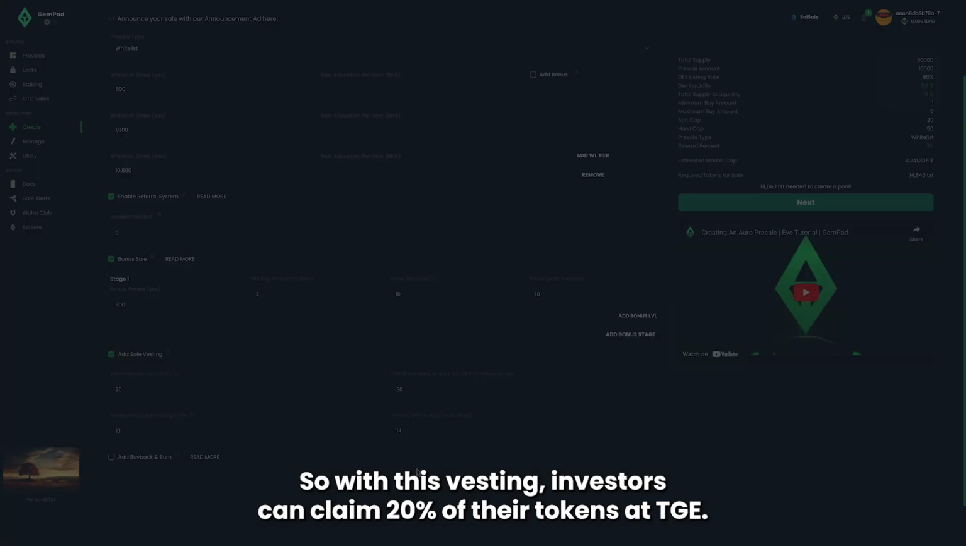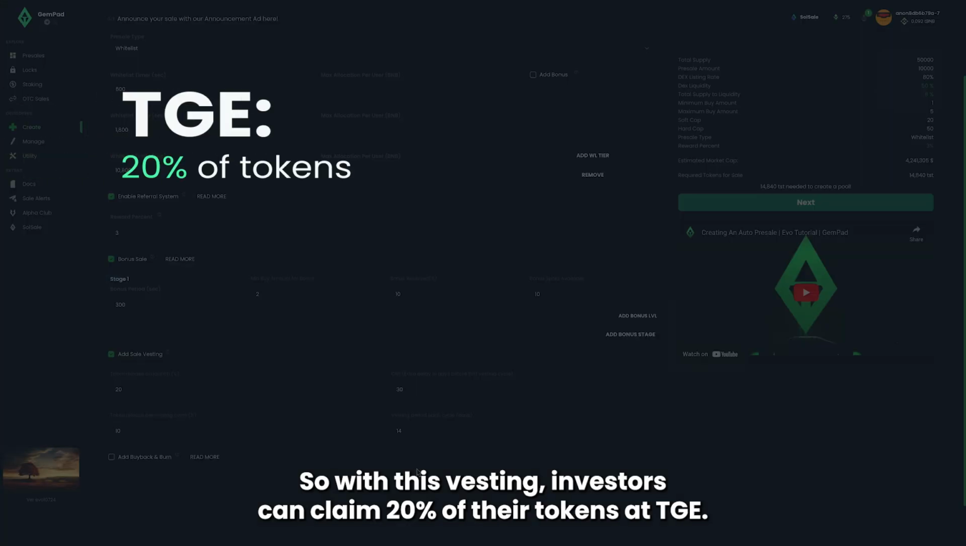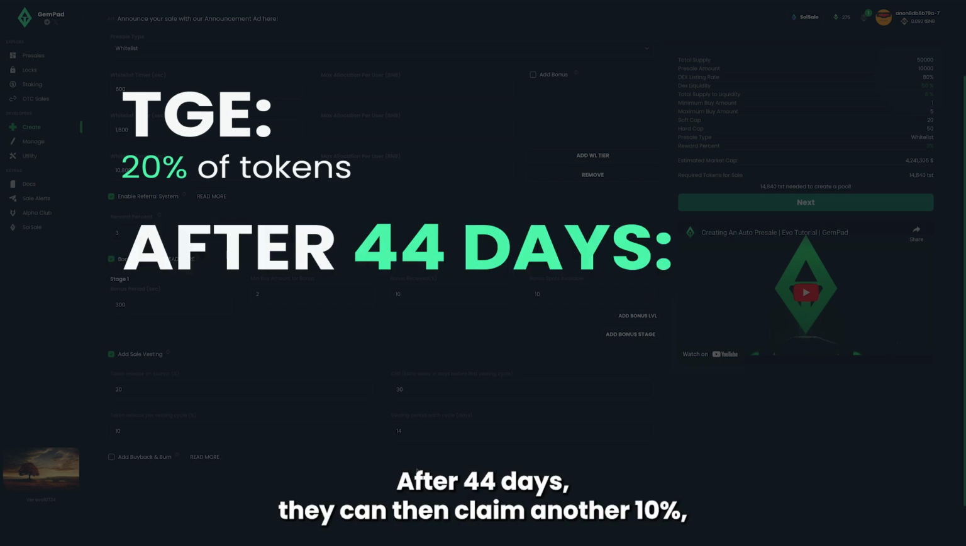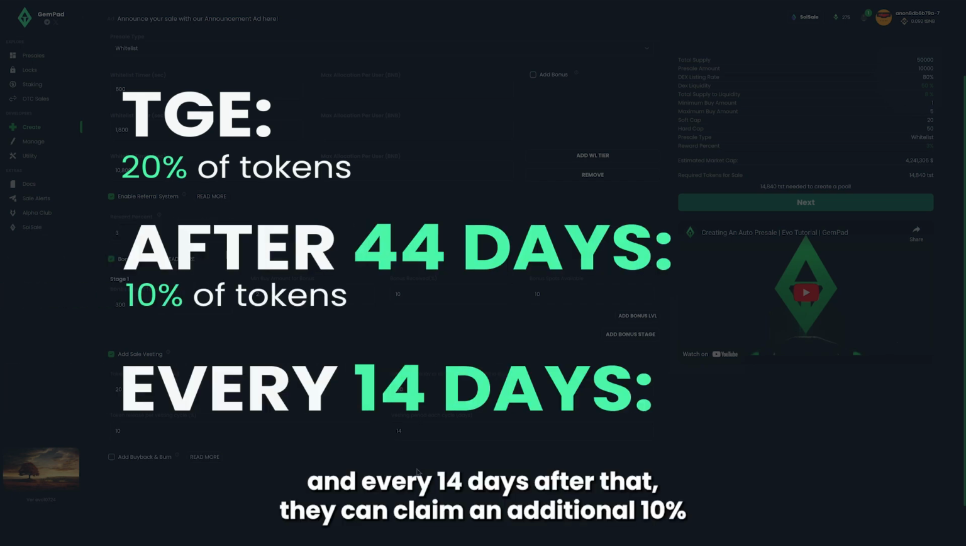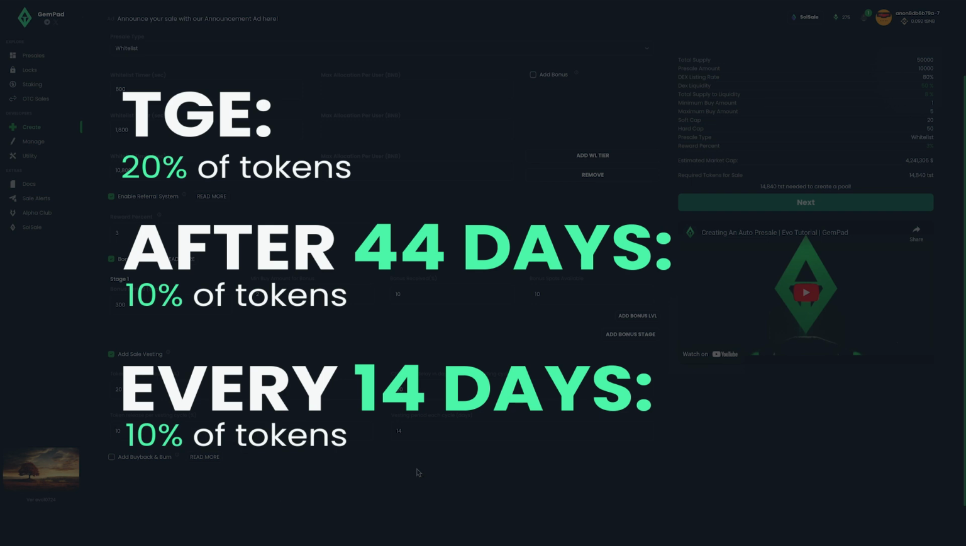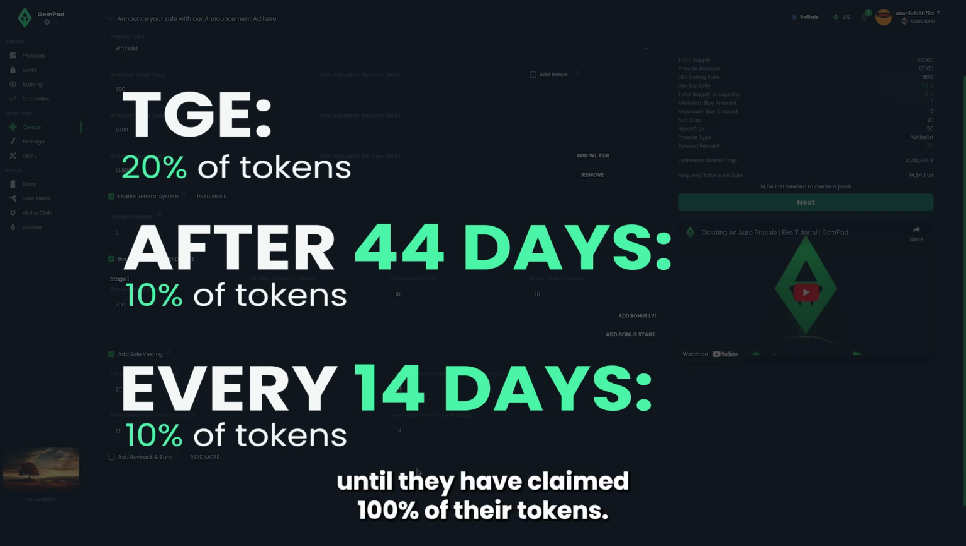So, with this vesting, investors can claim 20% of their tokens at TGE. After 44 days, they can then claim another 10%, and every 14 days after that, they can claim an additional 10% until they have claimed 100% of their tokens.